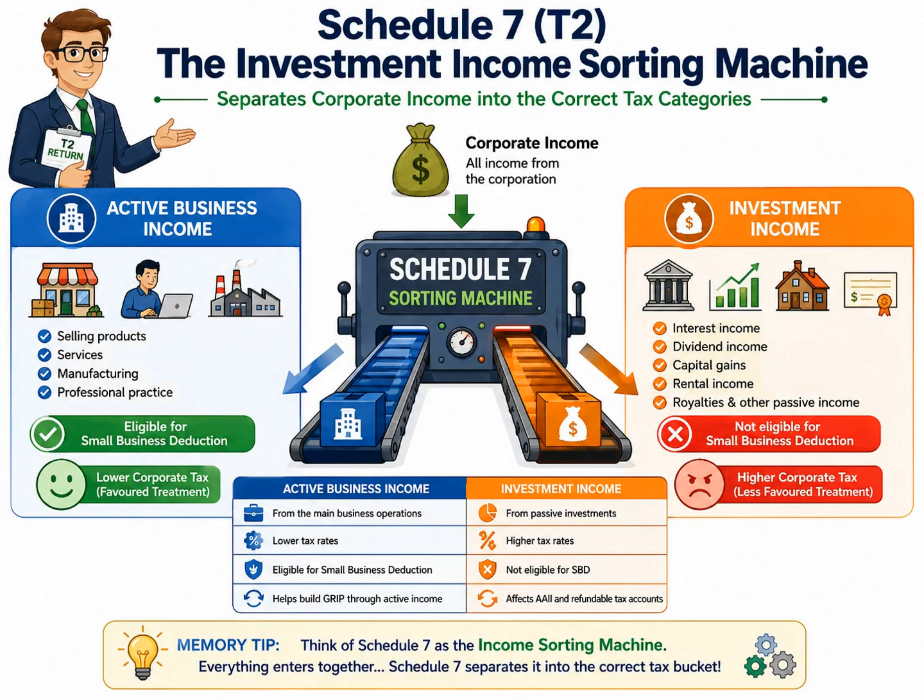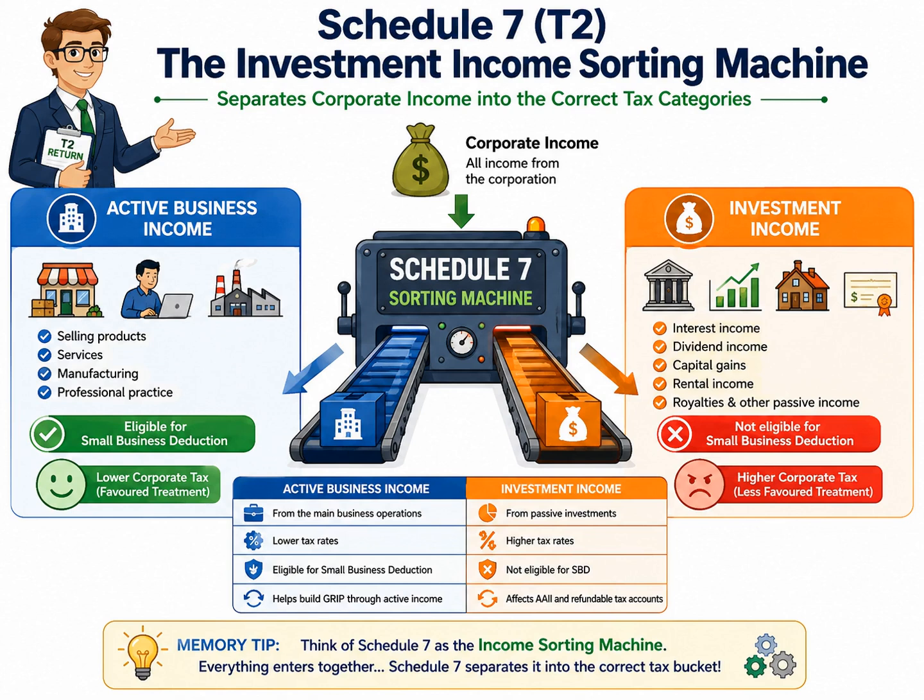Welcome. In this slide, let's understand one of the most important schedules in a T2 corporate tax return, Schedule 7. Think of Schedule 7 as the corporation's investment income sorting machine. A corporation can earn income from many different sources, but not all income is taxed in the same way. Before the correct tax can be calculated, that income must first be classified into the proper category.